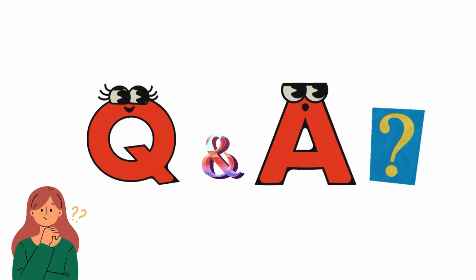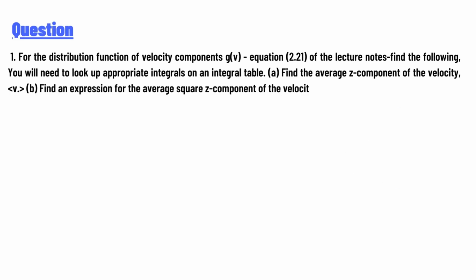So our today's question is, for a distribution function of velocity component equation 2.21 of the lecture notes, find the following. You will need to look up appropriate integrals on an integral table. A. Find the average z component of the velocity v. B. Find an expression of the average square z component of the velocity.